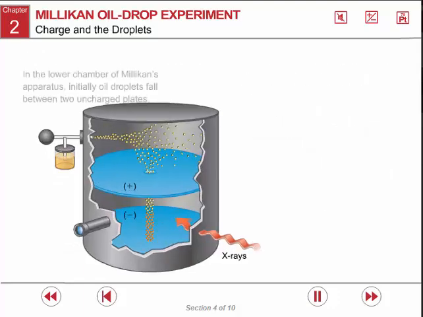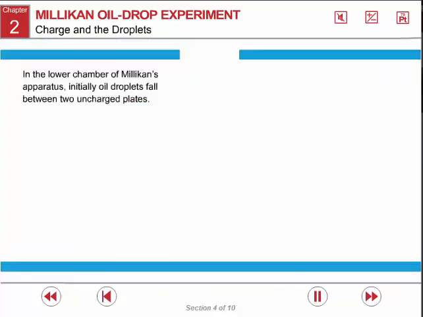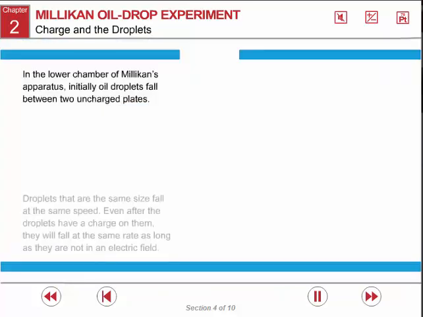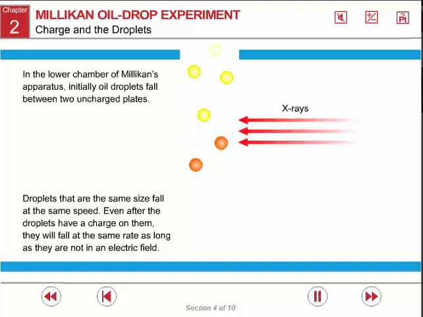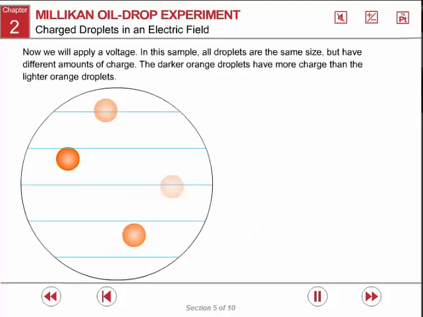In the lower chamber of Millikan's apparatus, initially oil droplets fall between two uncharged plates. Droplets that are the same size fall at the same speed. Even after the droplets have a charge on them, they will fall at the same rate as long as they are not in an electric field. Now we will apply a voltage.